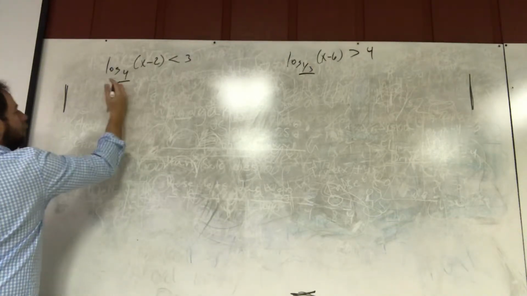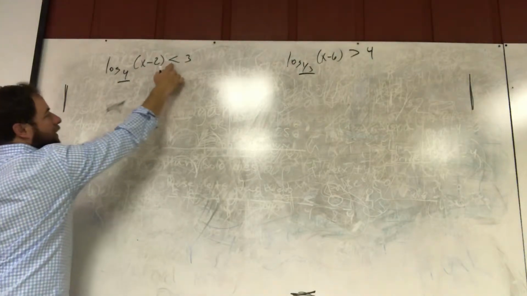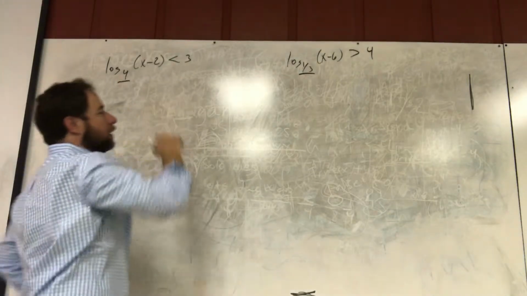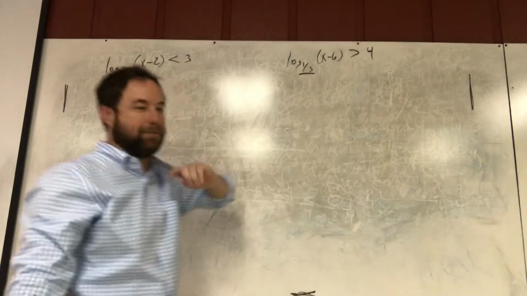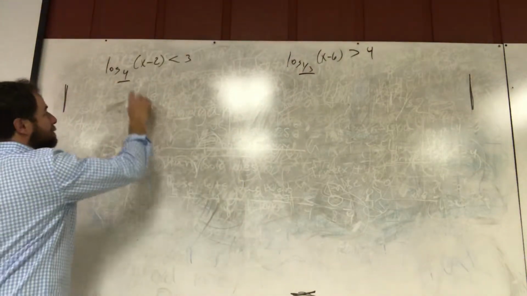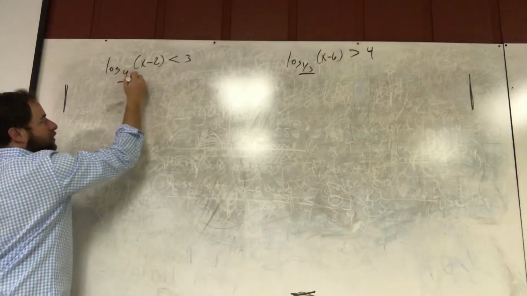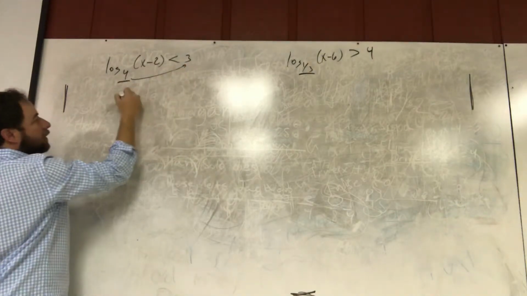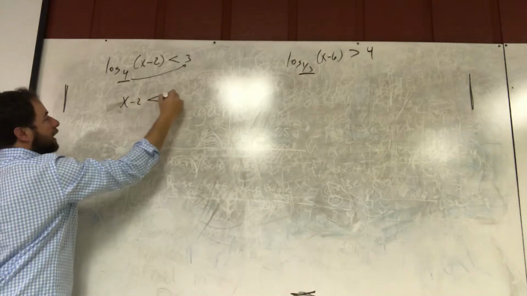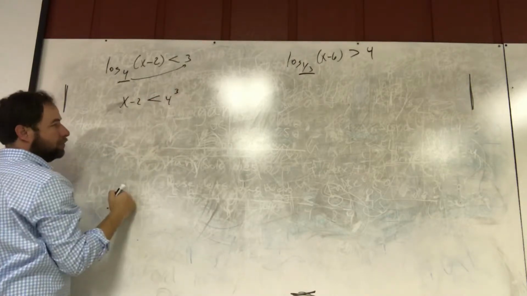And the way this is going to work is this 4 is actually going to, because we're not dealing with an equal sign, see, we're dealing with inequalities, greater than, less than. Because we're not dealing with an equal sign, it matters which side this goes to. So this is actually going to go to this side. So you're going to have x minus 2 is less than 4 cubed.